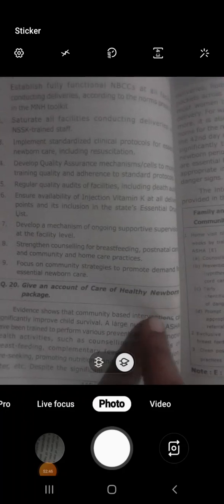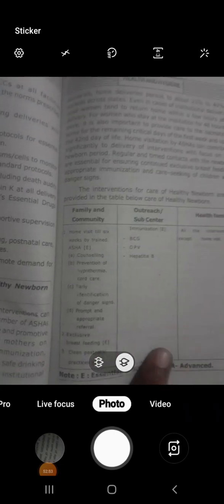And also this is the care of healthy newborn package, the same thing by ASHA workers, and these are the things which have to be prevented, and what are the actions we have to take. Then the sick newborn package also, and the newborn survival package. Rashtriya Kishor Swasthya Karyakram, this we have already seen.